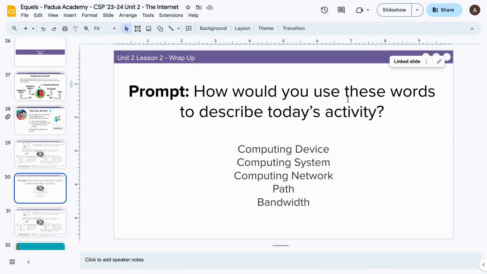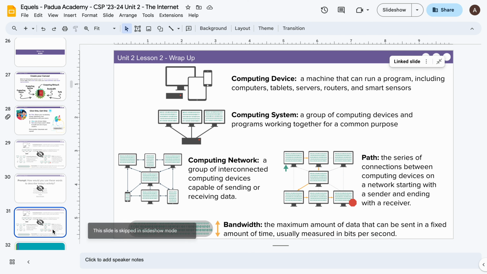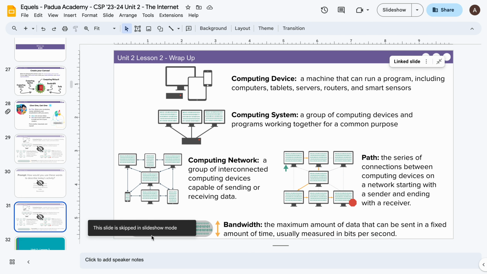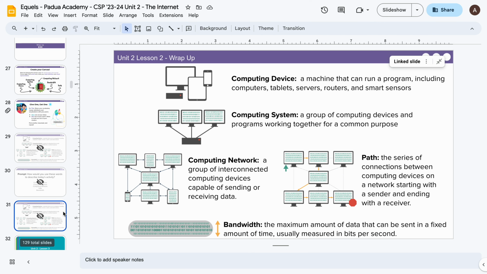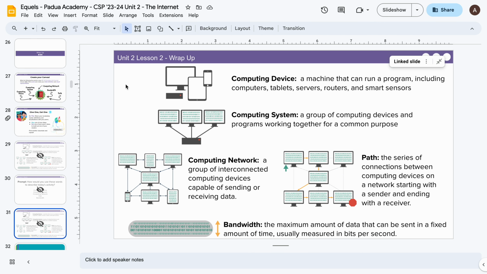Another thing that you should sort of reflect on, whether it is in class with each other, with your partners, or just with people around the class, just have a discussion about how any of these things relate to today's activity. All right, and again, you have the same definitions again, more or less. Okay, so that is Unit 2, Lesson 2.